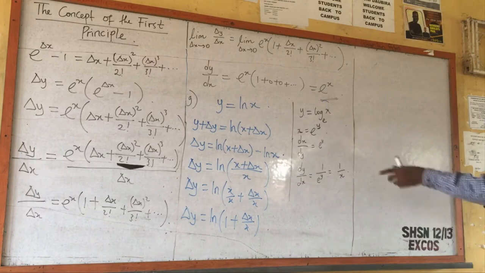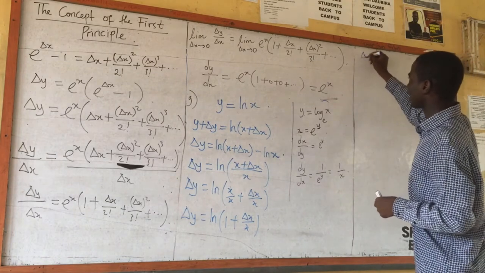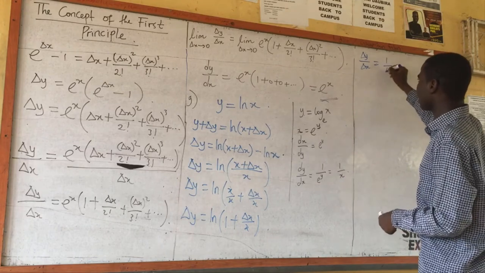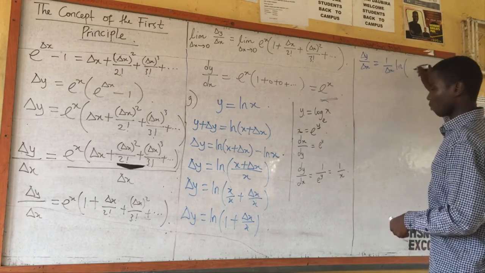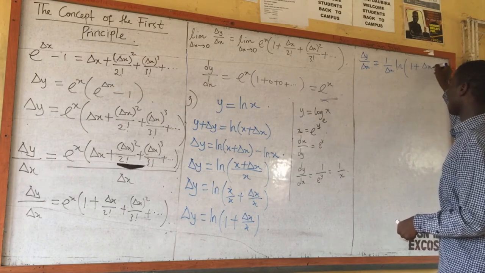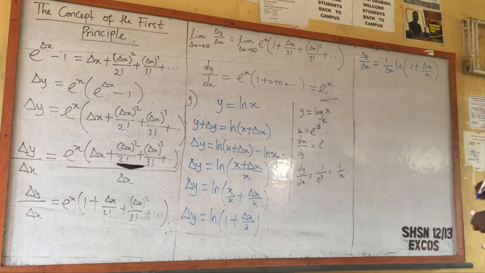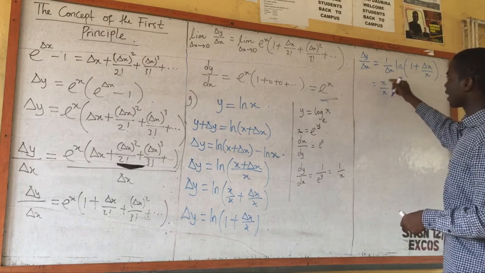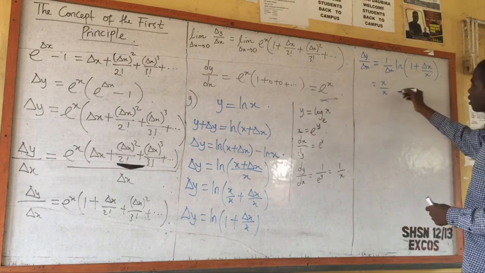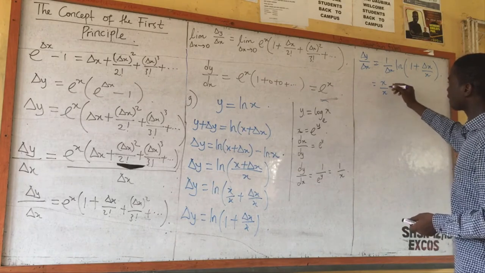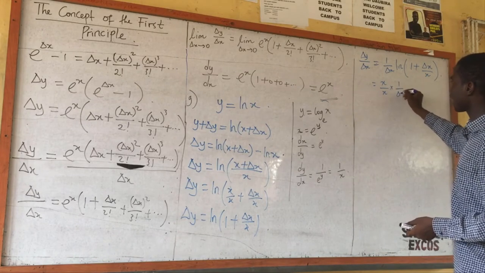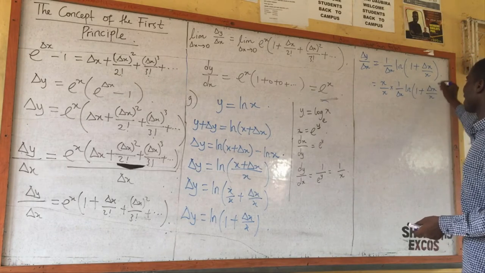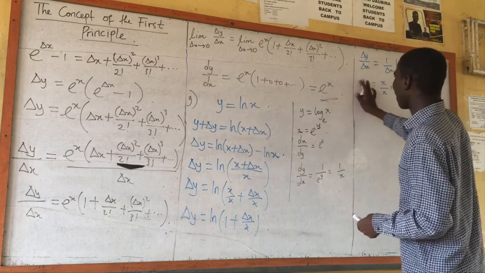Divide both sides by delta s. Delta y over delta s. The same thing happens here. This one will be 1 over delta s ln of 1 plus delta s over s. And I know that if I multiply by s over s, it does not change anything. This one will be s over s multiplied by 1 over delta s ln of 1 plus delta s over s. This is delta y.